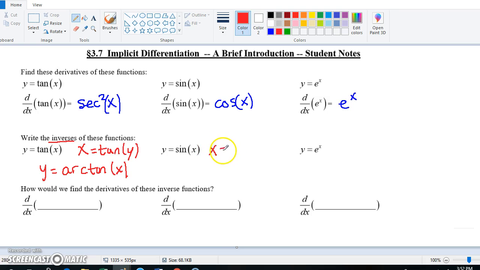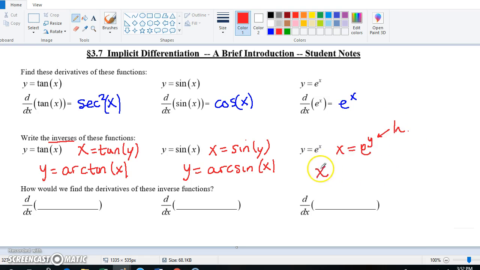For y equals sine of x, swap x and y. Solve for y. Y is equal to the arcsine of x. Y equals e to the x. I'm going to swap x and y. How do I solve for an exponent when the base is e? I use natural log. So we're going to say y is equal to the natural log of x.